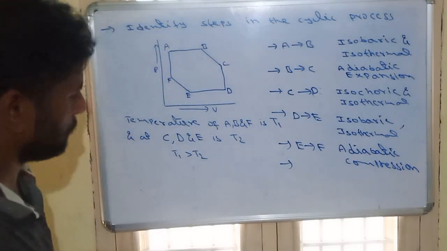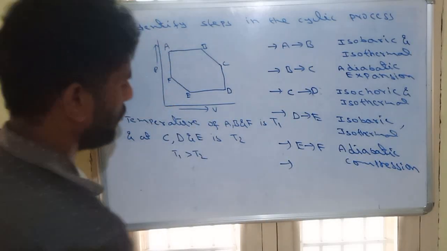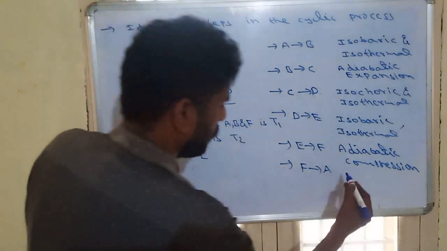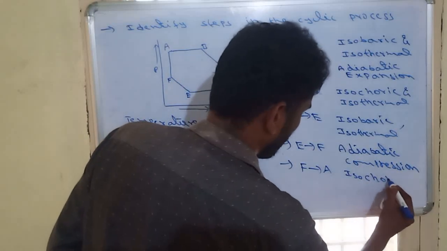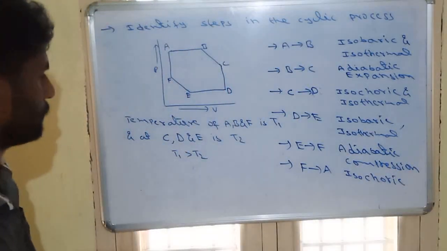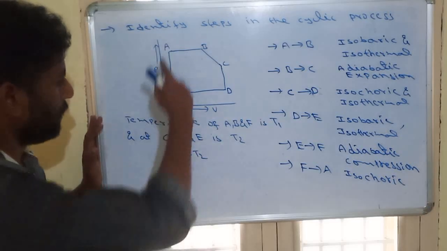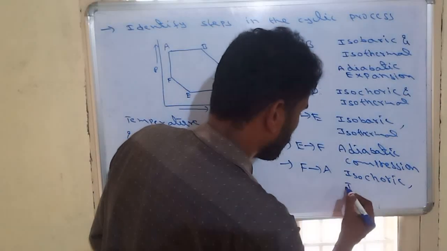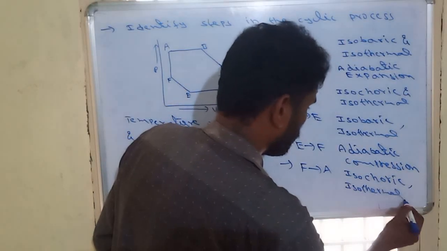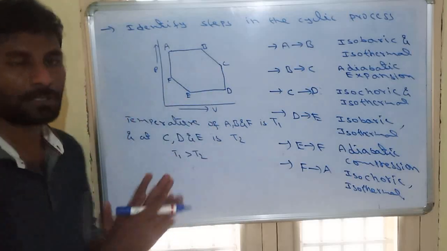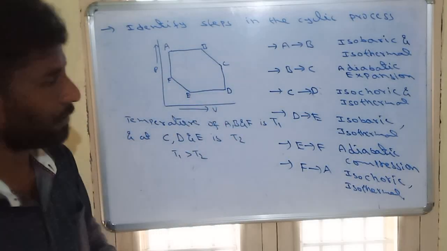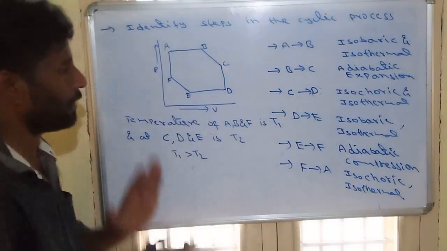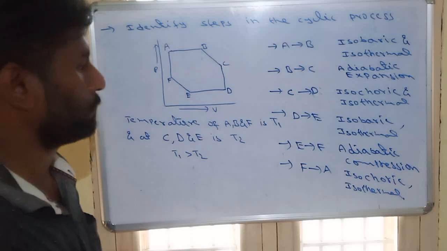Similarly, the last process, E to F is completed, now F to A. From F to A, see this, volume is constant. When volume is constant, that must be isochoric. And what about temperature? A and F both are the same temperature. Hence, it is isothermal. So, by observing the graphs, we can identify the process. It can be isobaric, isochoric, adiabatic, or isothermal. Any process we can identify by observing the graph.